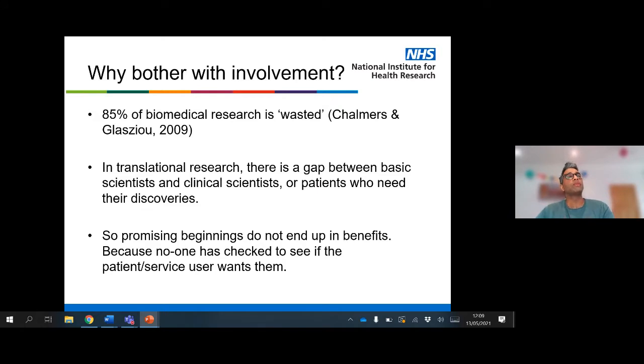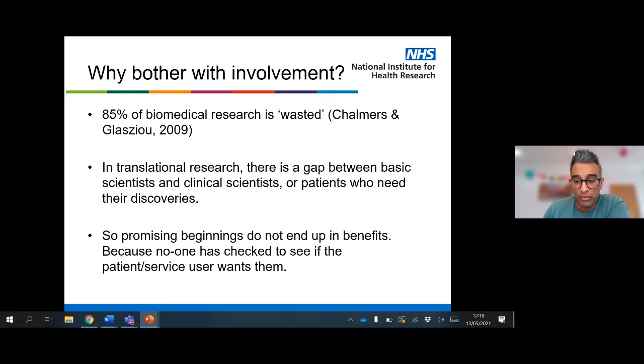So coming on to why bother with involvement? Why is it important? Over time, what we're seeing is progressively more work and more data showing that, without involving service users and the public, a lot of biomedical research is wasted, and that gap is, I guess, increasing a little, because nowadays we have a gap between clinical scientists and non-clinical researchers. You see funders often putting out calls for clinical fellowships versus non-clinical fellowships, and so there's this gap between the clinical scientists, the non-clinical researchers, and then the patients who need those discoveries.